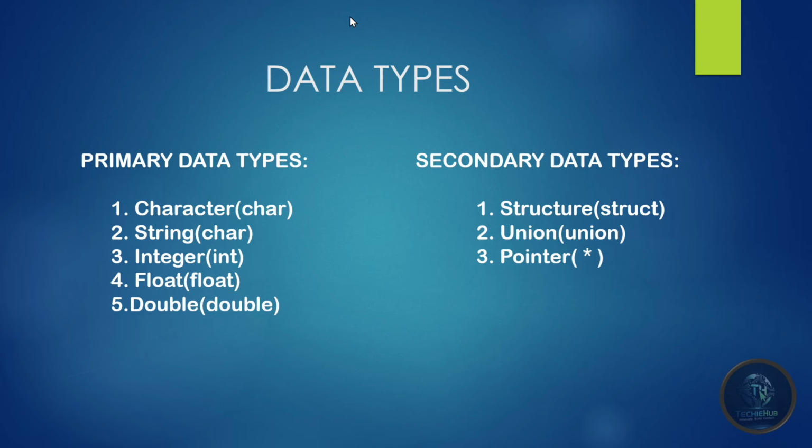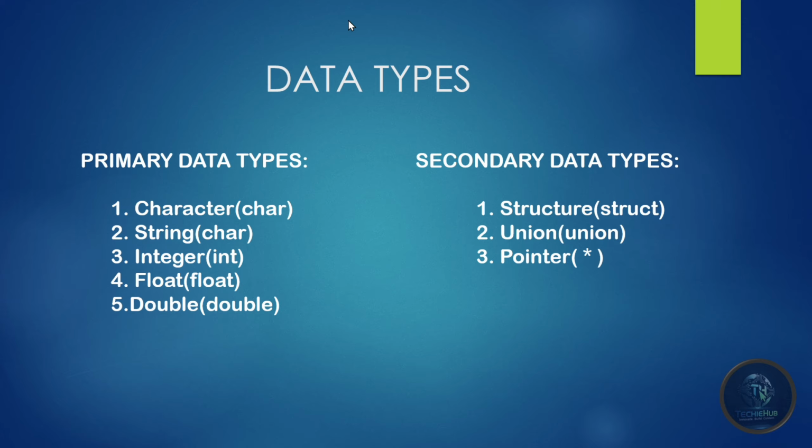So next topic is data types in C. Two types of data types. One is primary data types and another one is secondary data type. In primary data types, there are 5 subdivisions, which are character, string, integer, float, and double. In secondary data type, structure, union, and pointer.